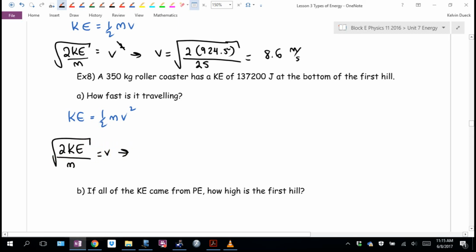In physics 12, we do go to Playland, and we do go on rides with instruments and things, and one of the things we calculate is how fast you're going at the bottom of the first hill of the roller coaster, and this is how we calculate it. It's going to be the square root of 2 times 137,200 divided by 350.